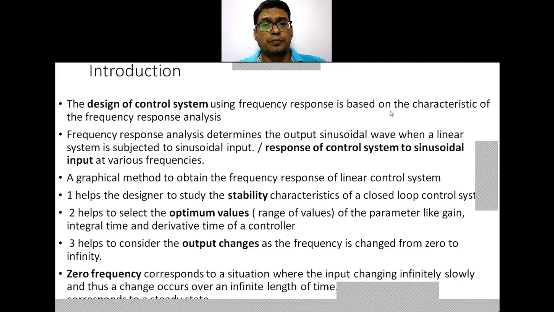How that is to be plotted, that we are going to study. It's basically a graphical method, and it talks about the stability and the different optimum values of k, the controller gain, the integral time, and the derivative time. So this is our frequency response technique.